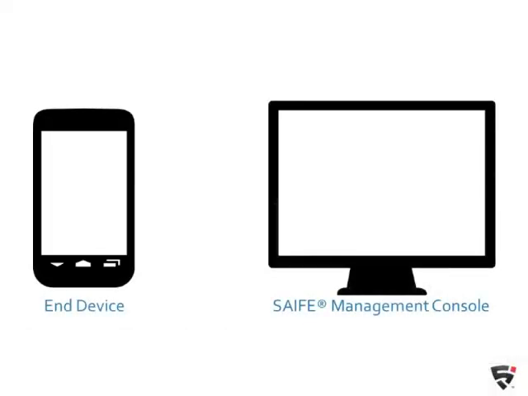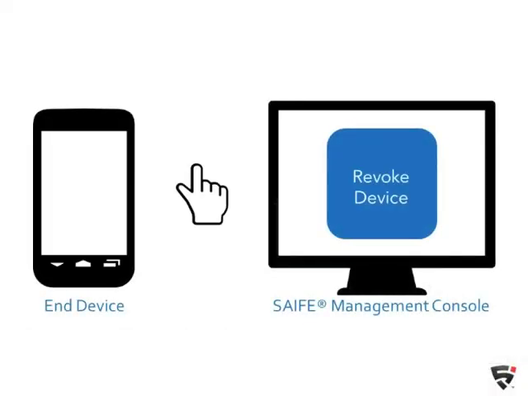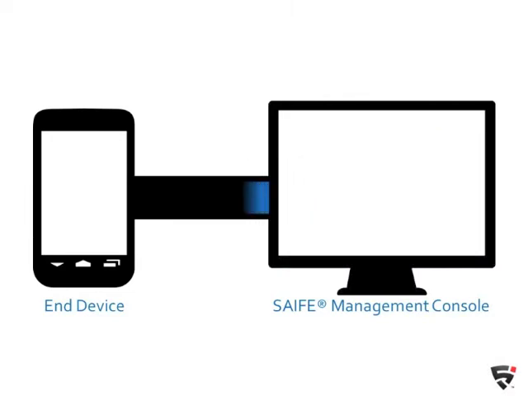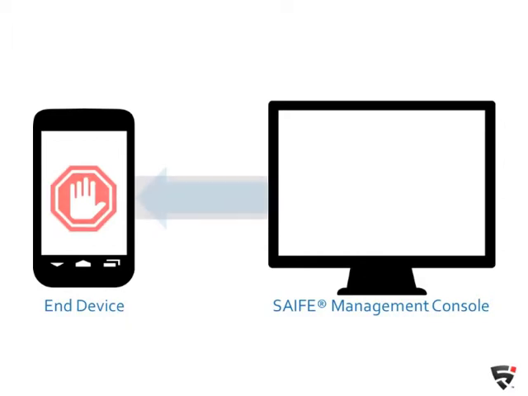If the device becomes lost or compromised or needs to be repurposed, it can be quickly revoked through the SAIFE Management Console. The device will be blocked from all actions, and if possible, the data on the device will be erased.